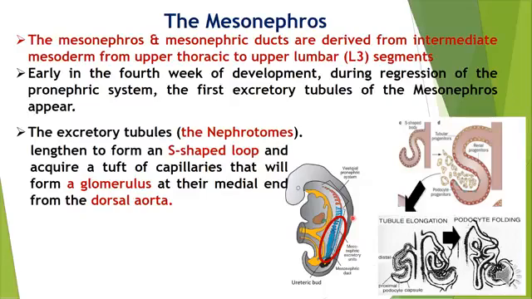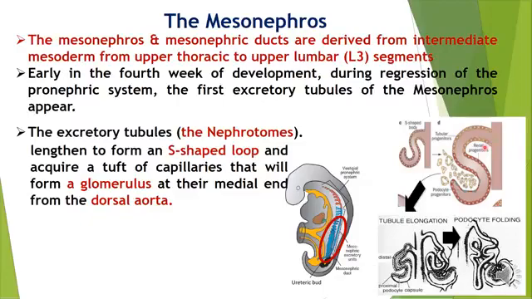The second system of the urinary system is the mesonephros. The mesonephros and the mesonephric duct are derived from the intermediate mesoderm, from the upper thoracic to the upper lumbar segments. Early in the 4th week of development, during regression of the pronephric system, the first excretory tubules of the mesonephros appear. In the pronephric system, there are vestiges of the excretory units, but in the mesonephros, the excretory tubules appear.